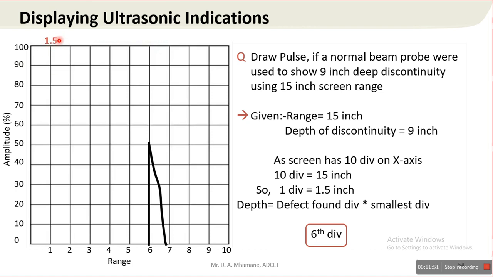So here the first division gives us 1.5 inch. Second gives us 3 inch. Next, the third division has a value of 4.5 inch. Fourth division has a value of 6.0 inch. Fifth division has a value of 7.5 inch. And here is the 9 inch value, which comes on the 6th division.